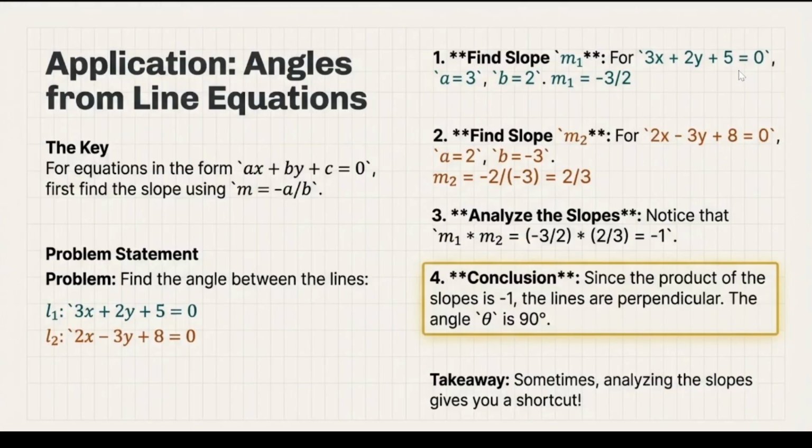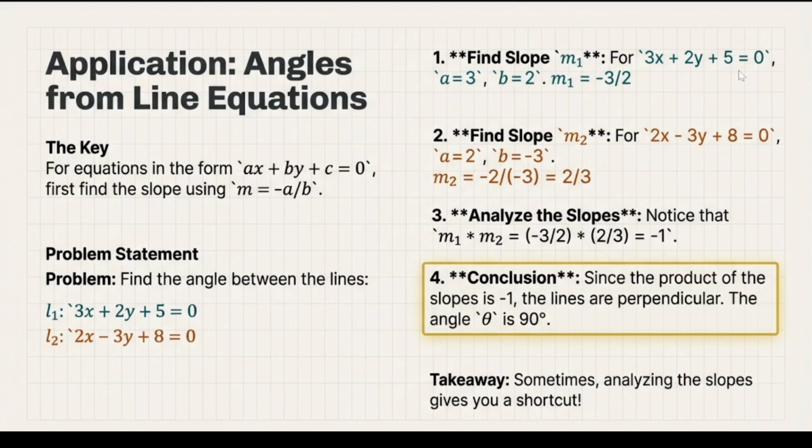Now angles from line equations. For equations in the form ax + by + c = 0, we will first find the slope using m = −a/b. In this problem statement, we need to find the angle between the lines. For line 1, we have 3x + 2y + 5 = 0, and for line 2, we have 2x − 3y + 8 = 0.